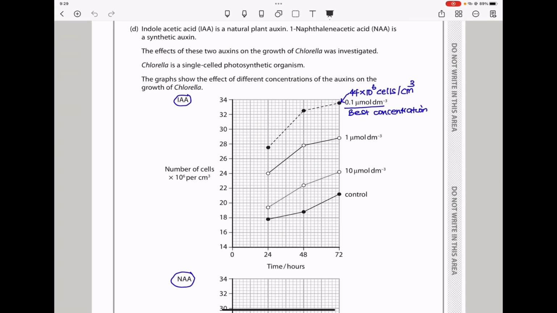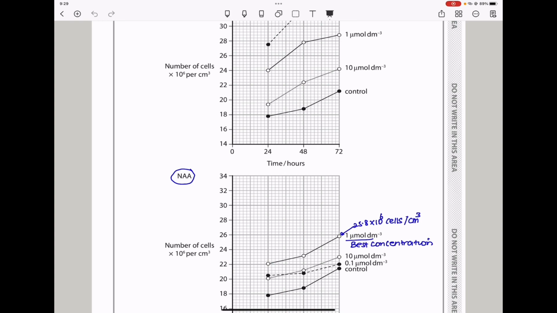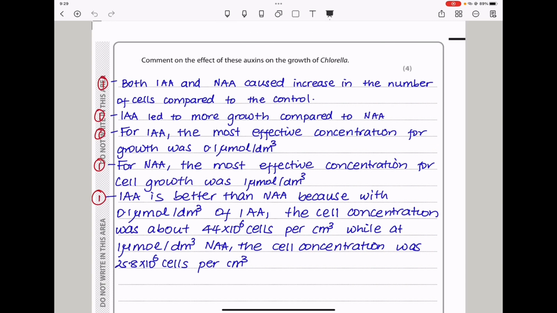And again, I hope you can see that all the controls were lower than those that had the different concentrations of the growth factors. IAA led to more growth compared to NAA. And for IAA, the most effective concentration for growth was 0.1 micromole per decimeter cubed, while for NAA, the most effective concentration for cell growth was 1 micromole per decimeter cubed.